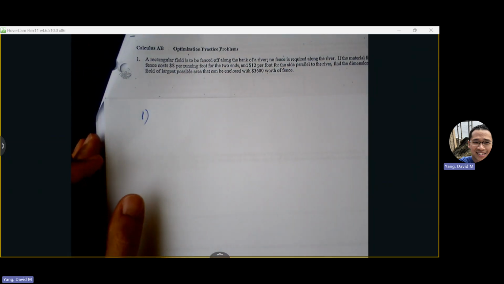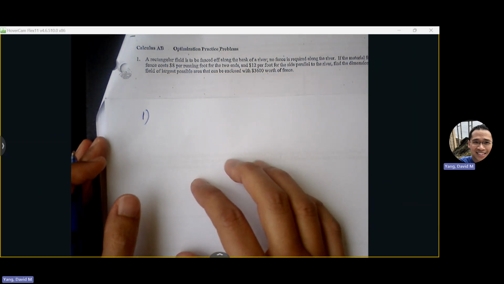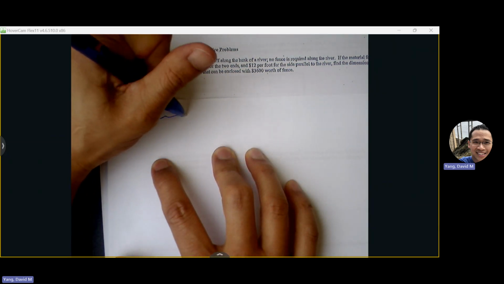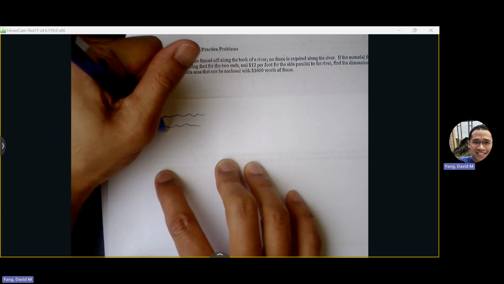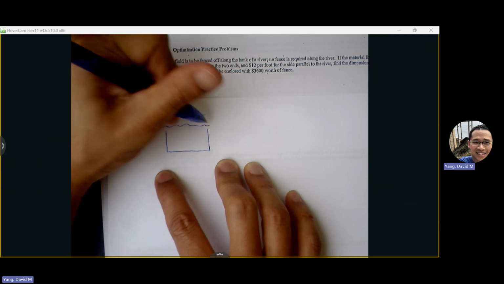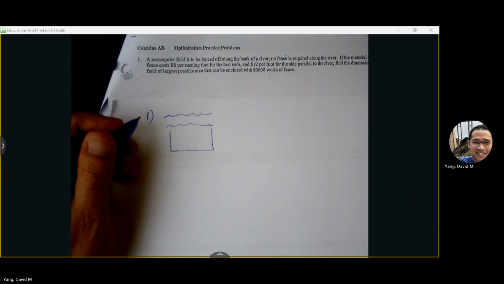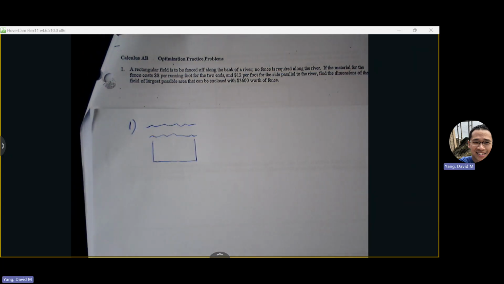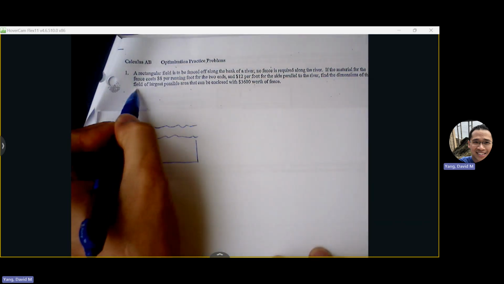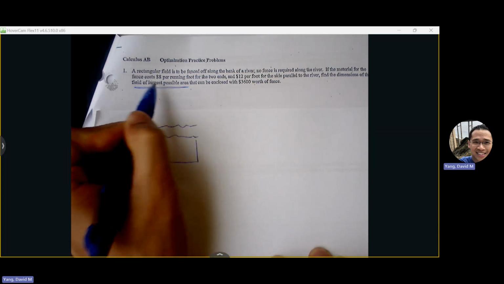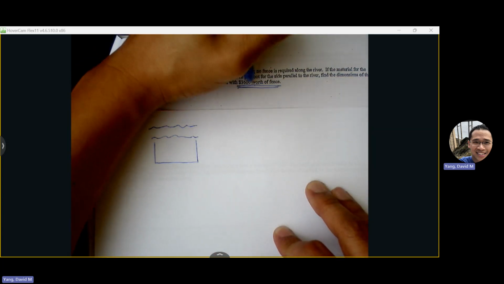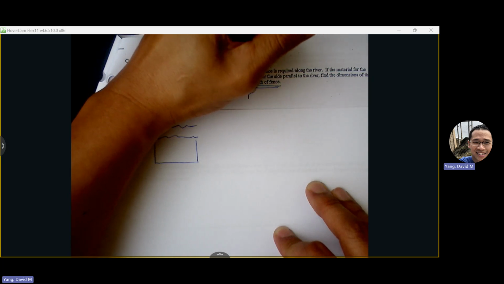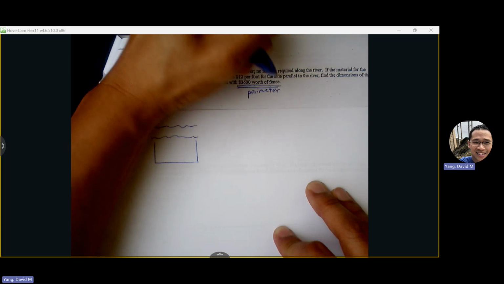All right, a rectangular field is fenced off along the bank of a river. So we have river on one side, and then we have a rectangular fence. So no fencing along the side where the river is. The material for the fence costs $8 per running foot for the two ends, and $12 on the side parallel to the river. Find the dimensions of the field of largest possible area that could be enclosed with $3,600 worth of fence. So largest possible area, we know that we're trying to optimize area, and then $3,600 worth of fence. This is going to be associated with your perimeter.